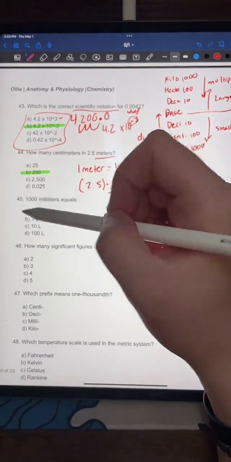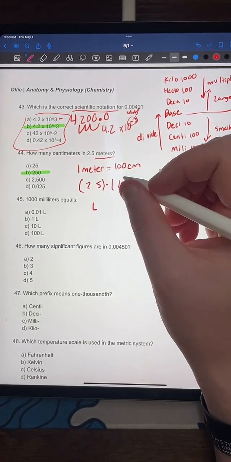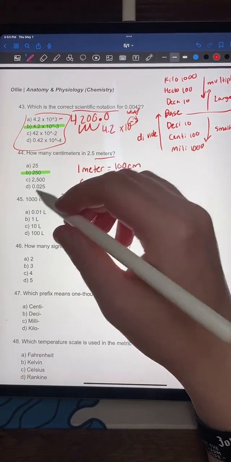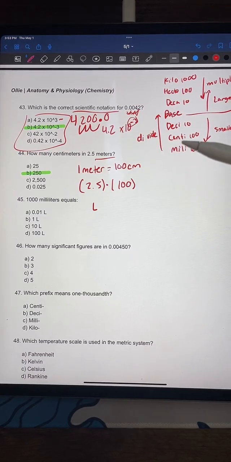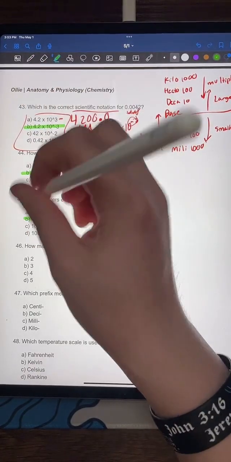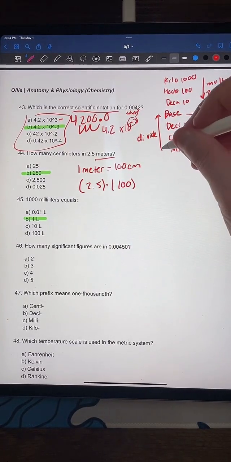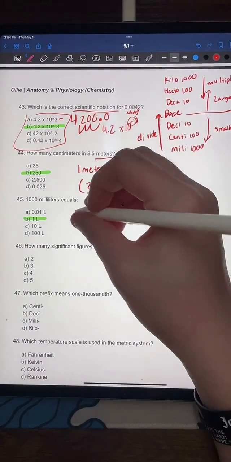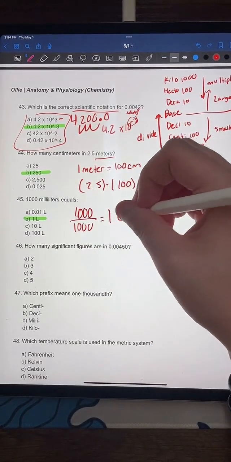So, our next question, question 45, 1,000 milliliters, so our liter is our base unit. If we have 1,000 milliliters, and a milli is a thousandth of 1, what would 45 be? 45 would be B, 1 liter. So basically, we're going from a smaller to a larger unit, so we have to divide. So we would take 1,000 divided by 1,000, giving us 1 liter.